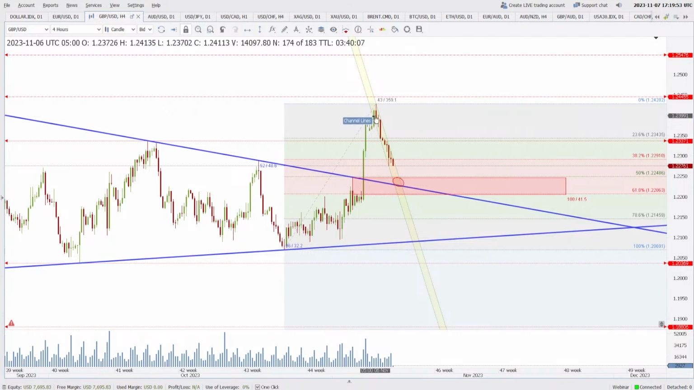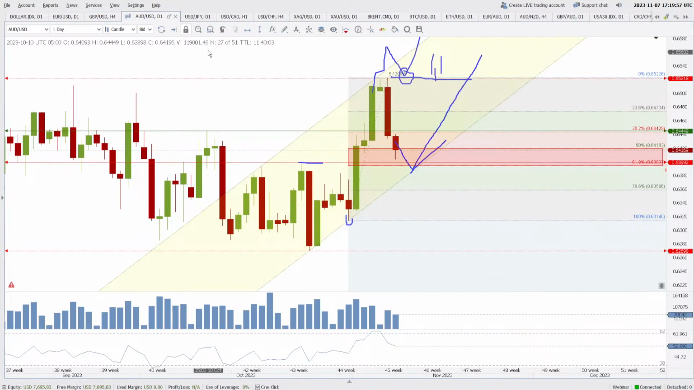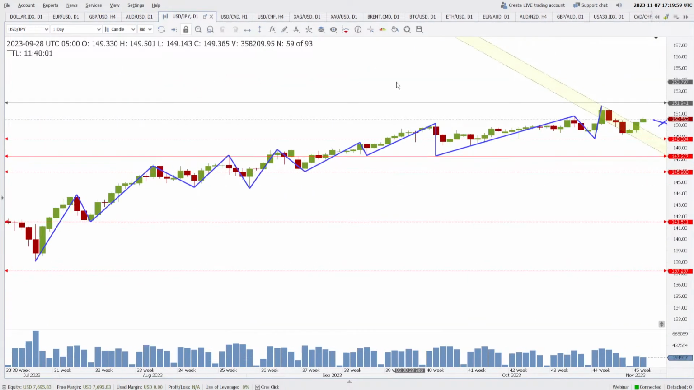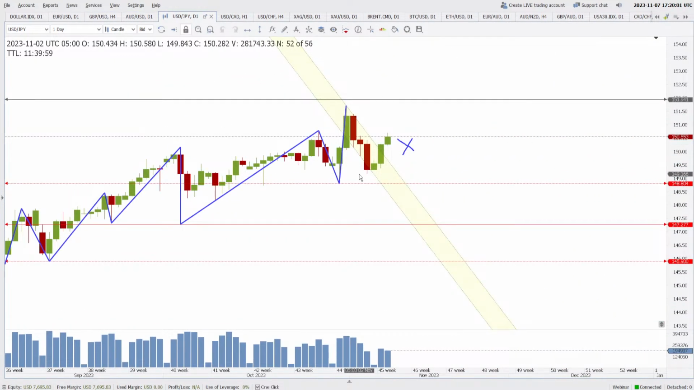All right, till the time the price is trading within this channel, do not look for any buying. Australian dollar, we have covered. USD JPY, we are not trading it because we are not sure where the market is headed, but expect a symmetrical triangle to be formed here for some days, and then when it breaks, you can trade either side.